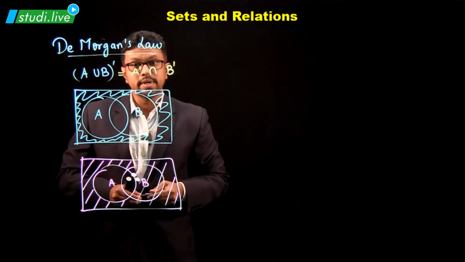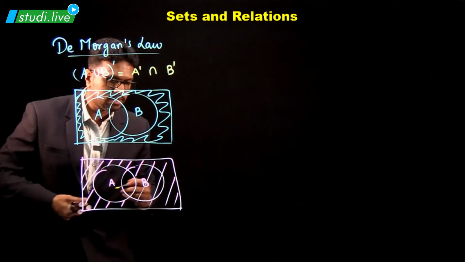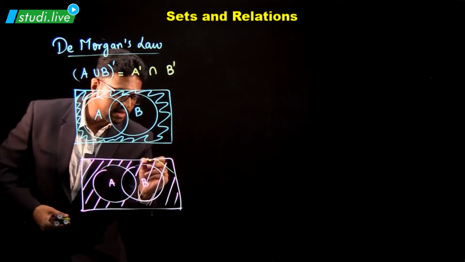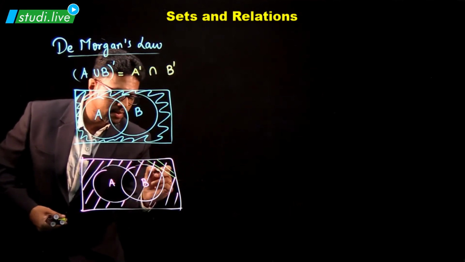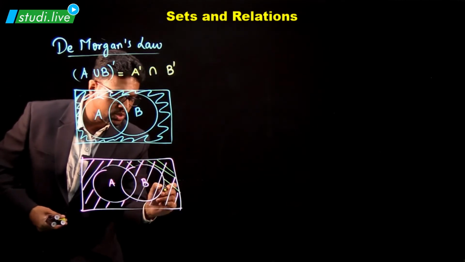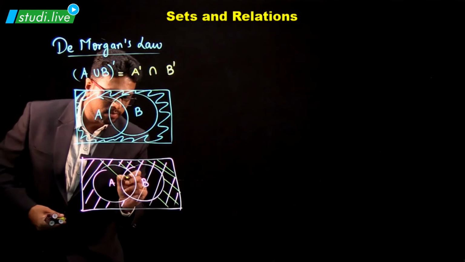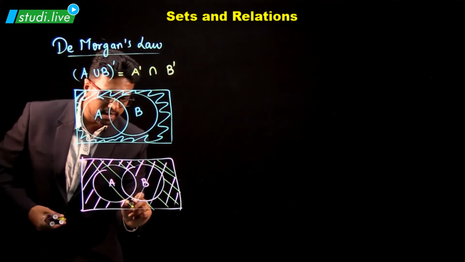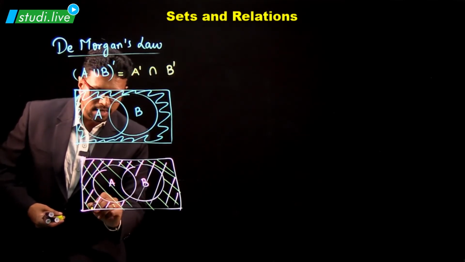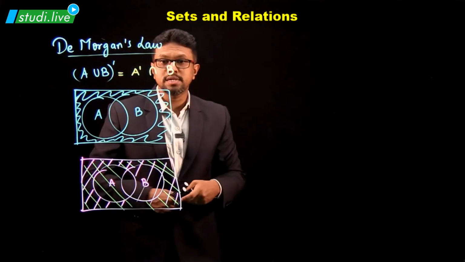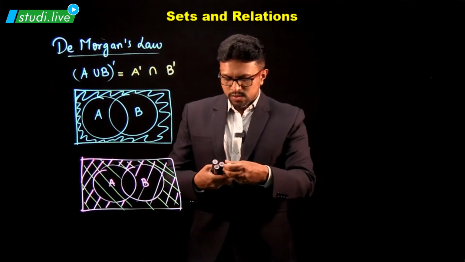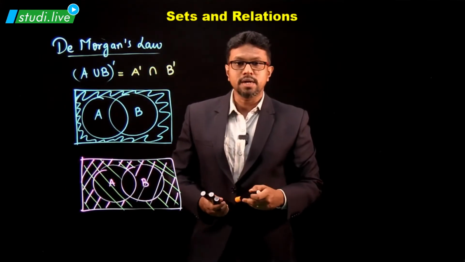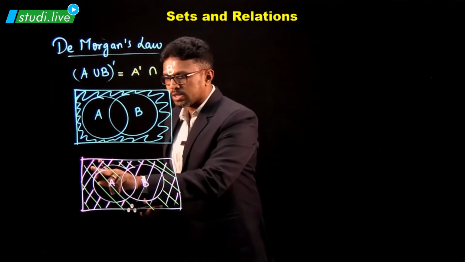Now we want to shade B complement. So let us shade B complement, everything except for B. So I am not going to shade B. I will shade everything except for B. Of course, I can shade A. Now see what is the common region. Which region has got the double shading in it? Okay, can you see the double shading portion is this?